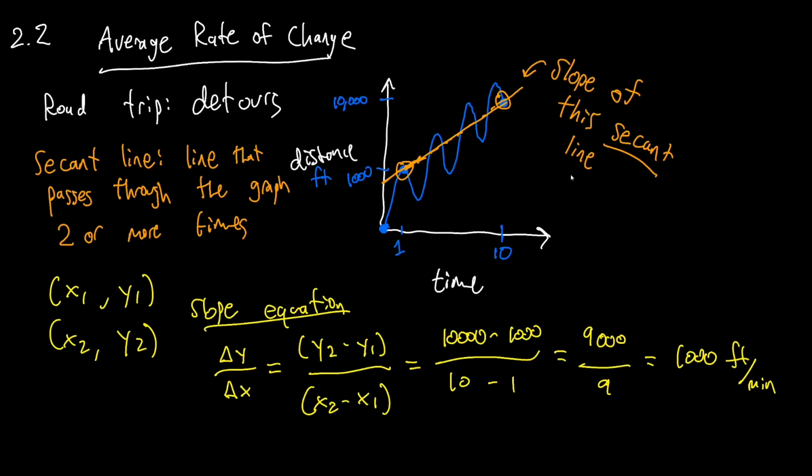And I was blocking the 1,000 feet per minute down there. Sorry. Still getting used to this format. Okay, 1,000 feet per minute is our answer for this average rate of change.